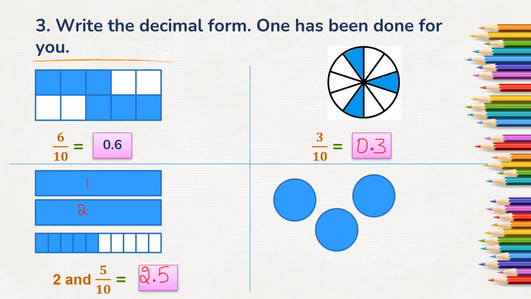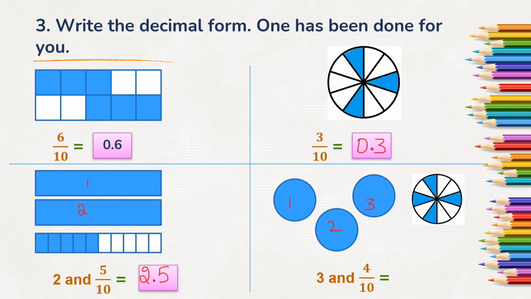Look at another one. 3 whole. 1, 2, 3. 3 whole. And then out of 10 parts, 4 parts are considered. So 3 and 4 by 10. 3 and 4 by 10. So in decimal we write it as 3.4. 4 parts out of 10 parts.